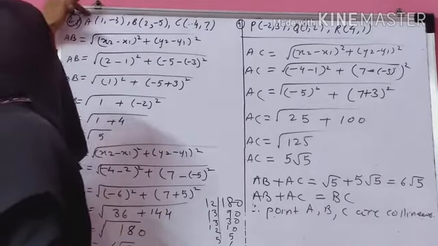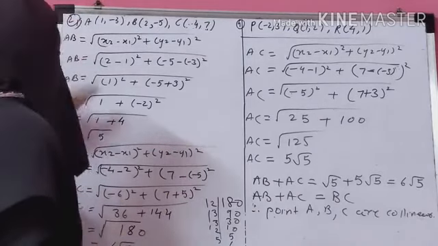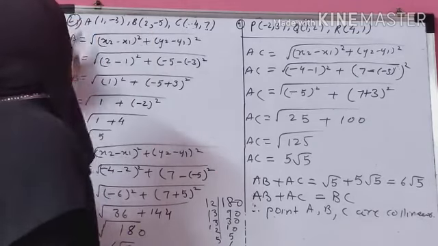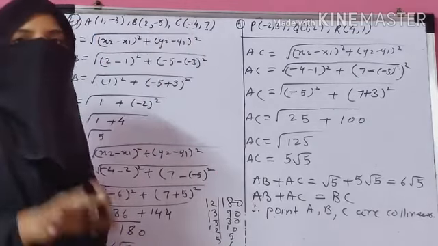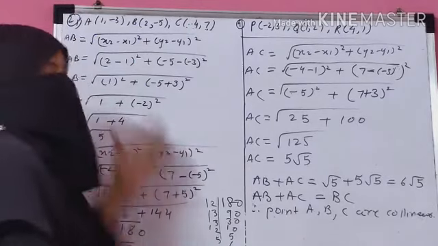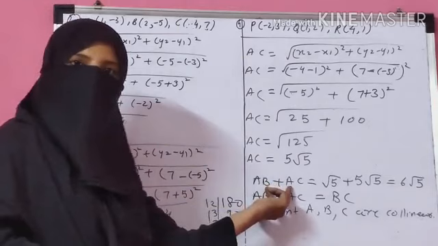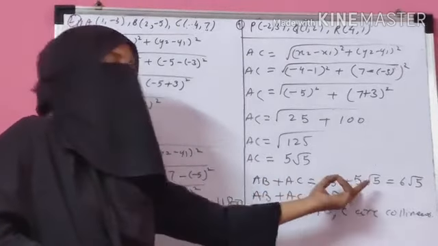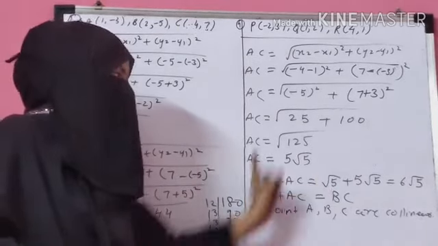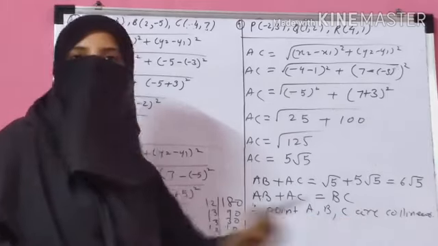So first of all, for 2 points, find distance AB. Next find distance BC. Then find distance AC. So that means taking each pair of points, find their distance. Then add the smaller distances. If the addition of the smaller distances is equal to the greater one, then the points are collinear.